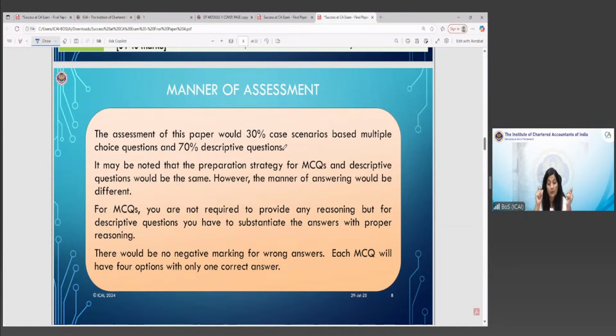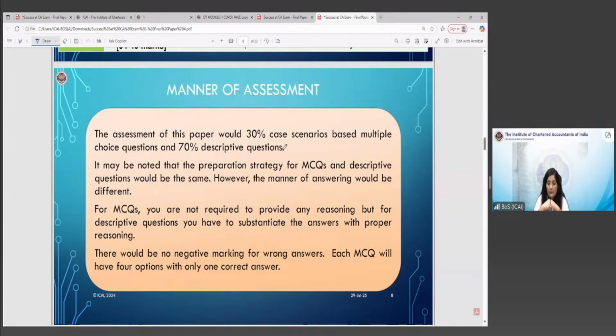One important thing, please note that you get an OMR sheet for filling this MCQ based paper. So please only fill that OMR sheet. Do not write the answers of MCQs in your descriptive question booklet. It is very, very essential, because we keep on receiving queries from students that inadvertently they have given the answers of the MCQs in the answer sheets. For that, it will not be evaluated. You have to fill your answers of the case scenario based MCQs only in the OMR sheet.